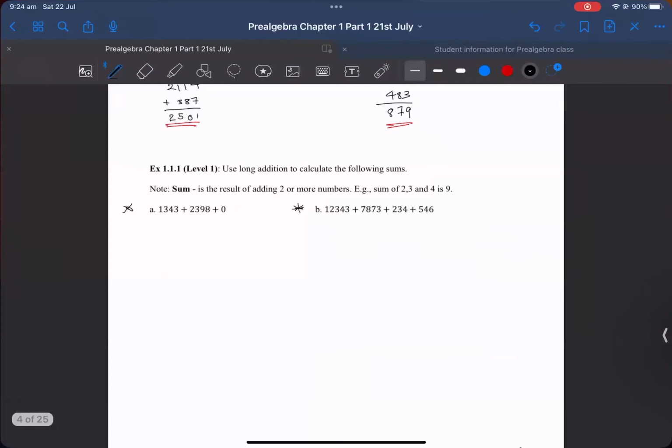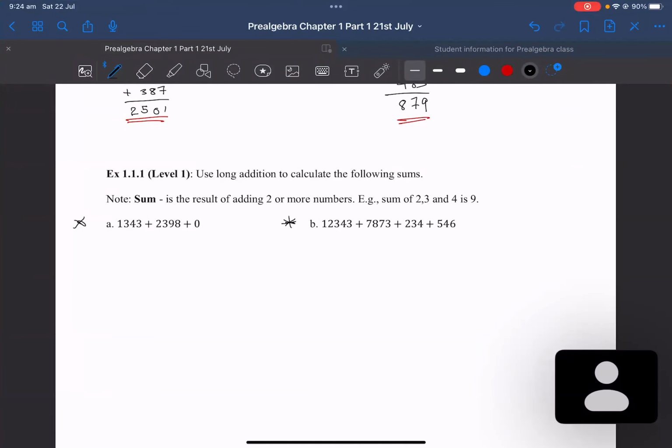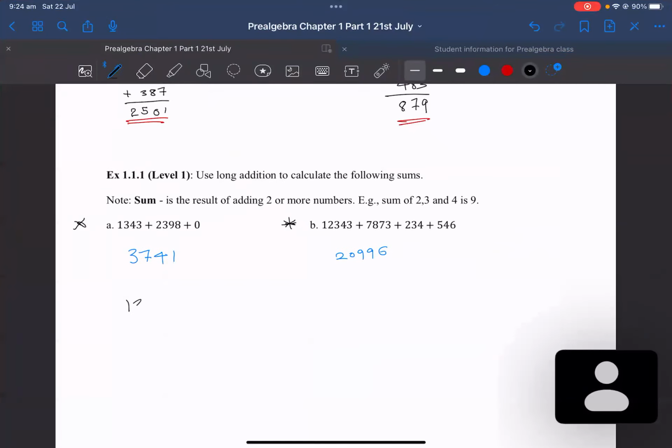And I'll put the answer up now. And if you haven't got the answer, just keep working. And if you get the same answer, this should be 3741. All right. And the next one should be 2996. And it's the same process again and again. You're just adding 343 and 3398. You get 3741. Vertical addition at each column.